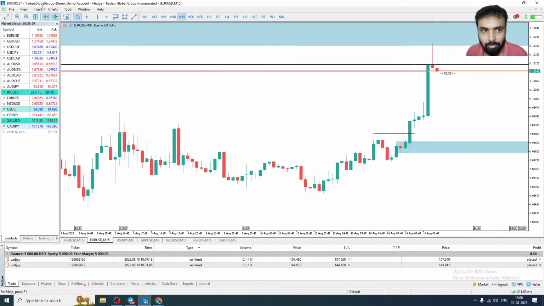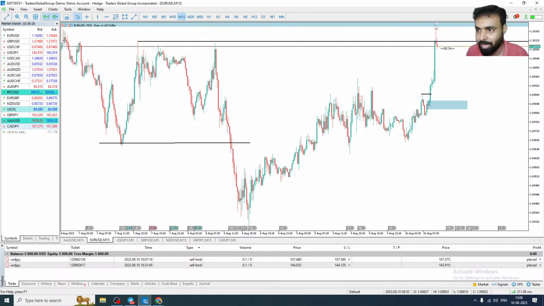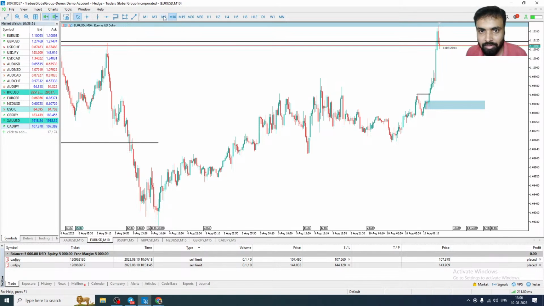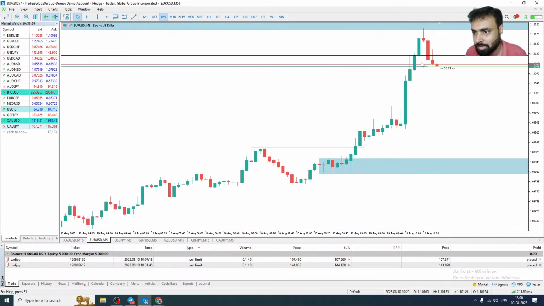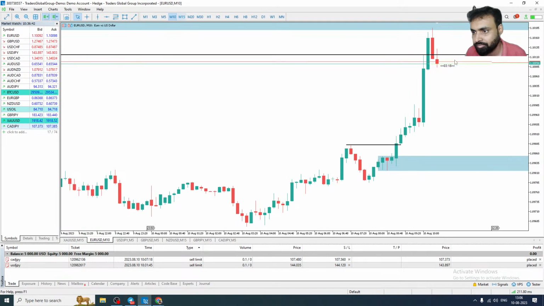Equal high is manipulated, right? Equal high is manipulated. Now we want a break of structure. We want at least a 5 minutes break of structure. At least this candle needs to break, because this is a swing point, right? Now you can see it's creating the swing point. 1, 2, 3. So let this complete. Once the swing point is created, we'll try to take a trade from the swing point. Okay.